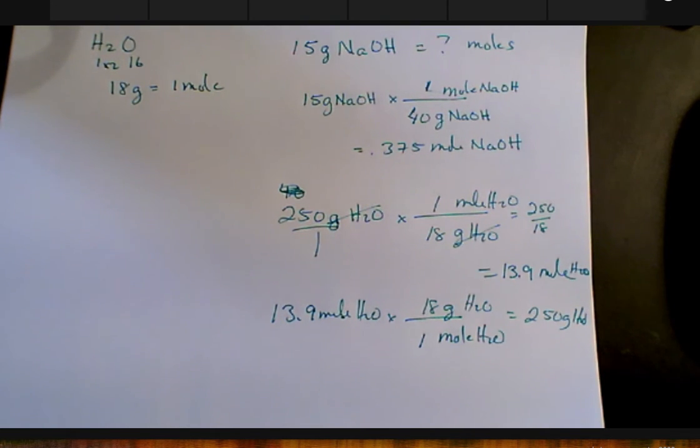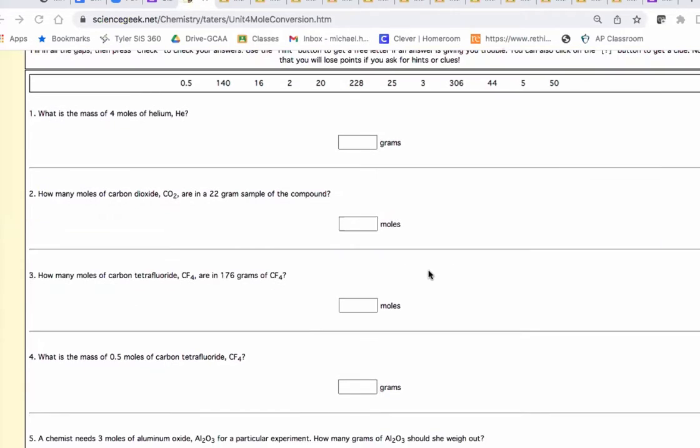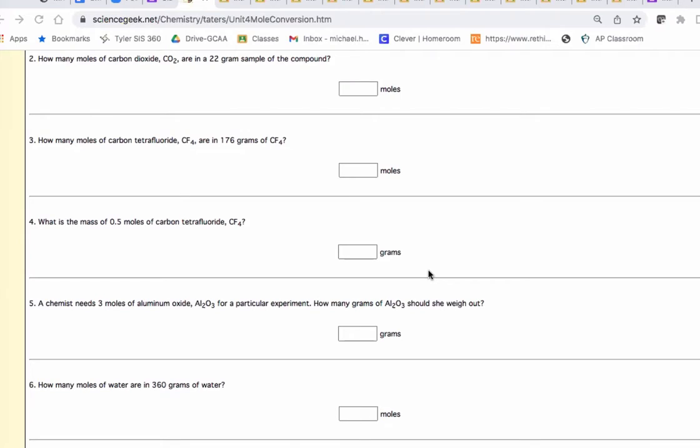And I'm going to do an example problem, because this is what the assignment is going to look like. So I just go down toward the bottom here. Okay, so look at number 5. A chemist needs 3 moles of aluminum oxide for a particular experiment. How many grams? So you have 3 moles of aluminum oxide. Is how many grams? So I'm going to work that out on my paper now.